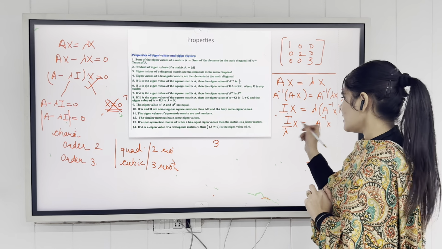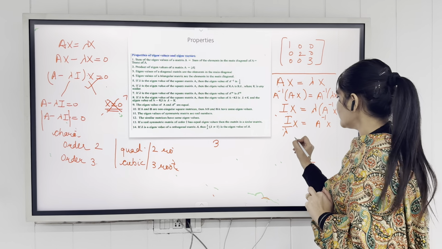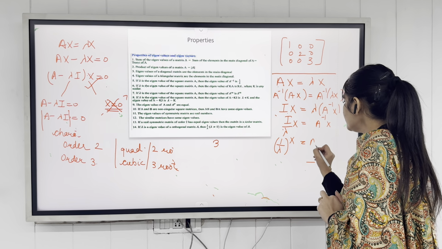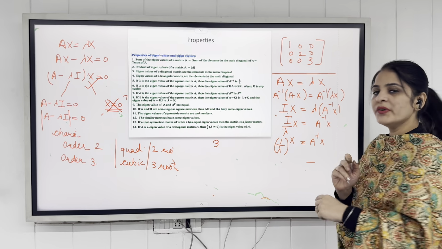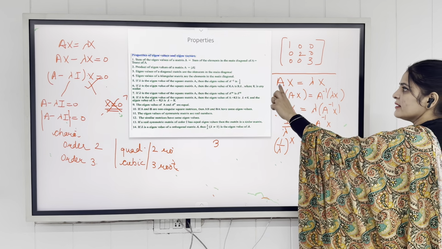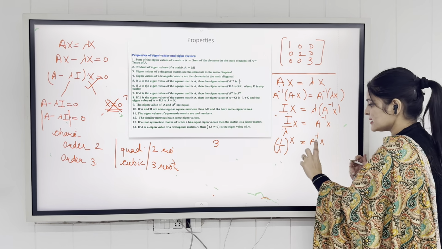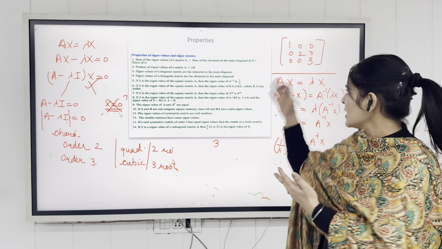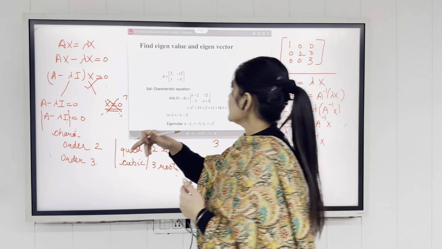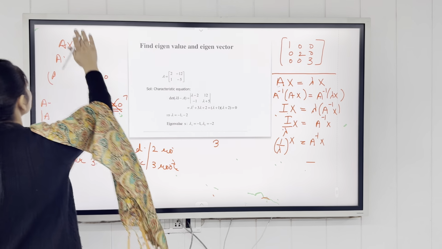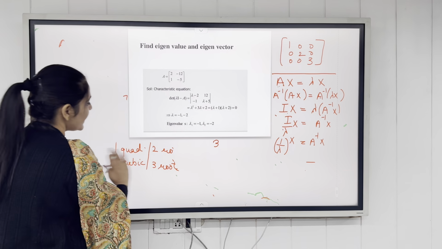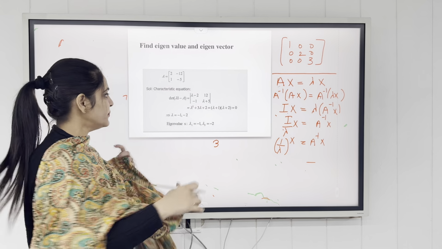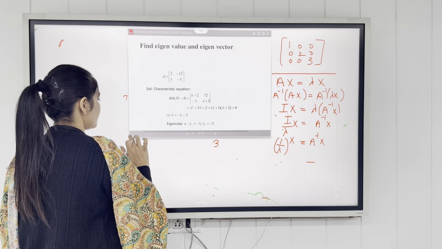Identity multiplied with any vector will give you x. So this is 1 upon lambda times x is equal to A inverse x. This is what we want to prove. If lambda is the eigenvalue of A, then 1 upon lambda is the eigenvalue of A inverse. Similarly, we have different properties and we can prove them in a similar way. The next thing is how to calculate the eigenvalue and eigenvector. We are taking the simplest example, that is the matrix of order 2. So let's start with the matrix of order 2 here.